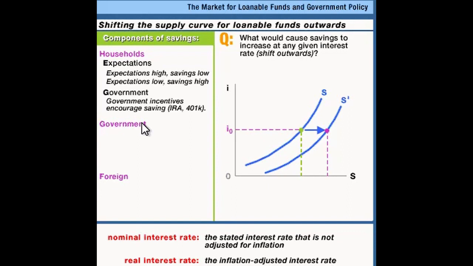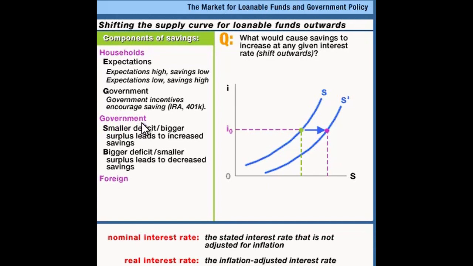Now, we can talk about a third thing, which would be change in the behavior of the government itself. Suppose the government runs a smaller deficit or a bigger surplus. That is, suppose the government reduces government spending and increases taxes. Now the government's saving more money. That is, it's taking more in revenue and it's spending less, so its savings is increasing. That's going to shift out the savings curve. At any given interest rate, total savings in the economy increases anytime the government runs a bigger surplus or a smaller deficit. A fourth thing that can happen here is a change in foreign behavior.